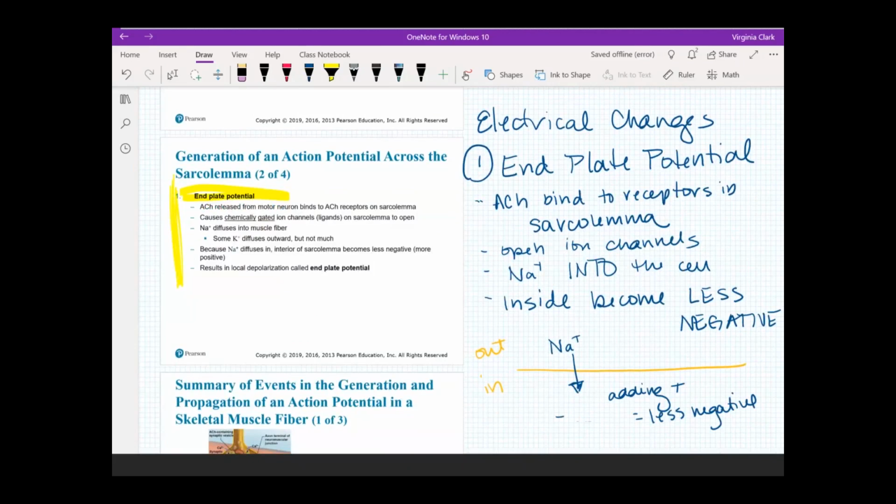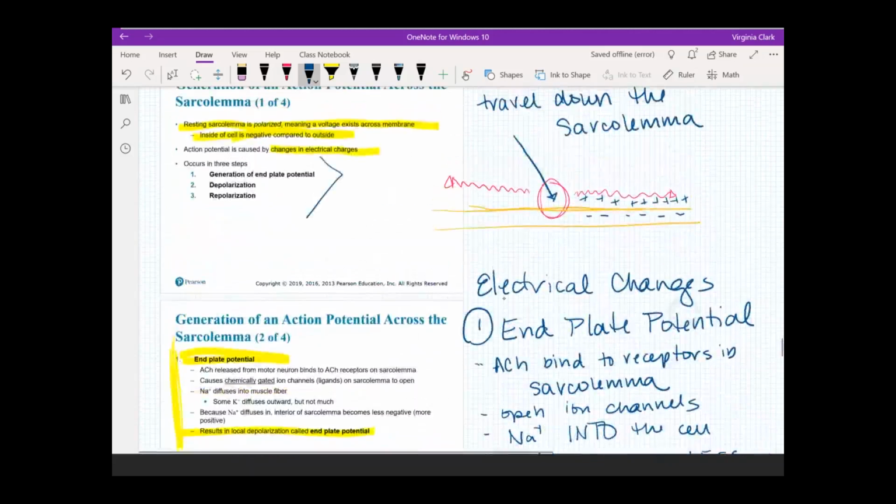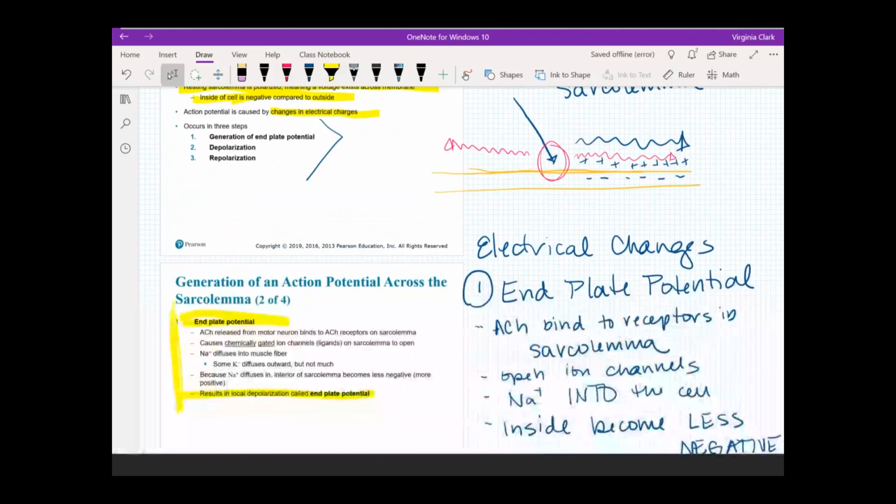This change is going to be called a local depolarization. So the local depolarization is this change, and that is also called the end plate potential. So we have done the neuromuscular junction, and now we have caused an end plate potential to occur. And remember, all we're really doing is traveling down the rest of the muscle fiber. Okay, so that was end plate potential.